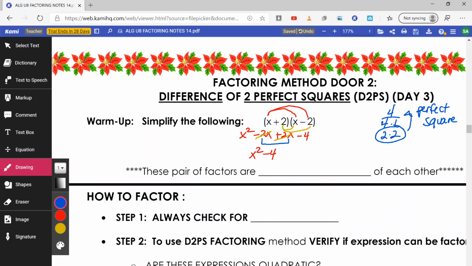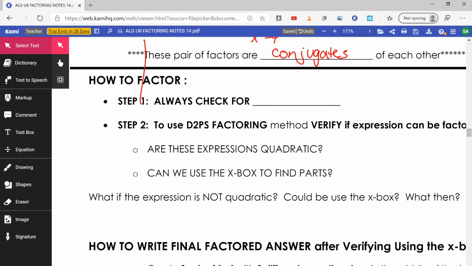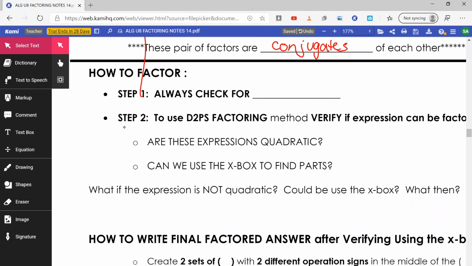Now these two binomials that we started off with, notice they are the same thing in the same order. Both have x and then a 2, but they have opposite signs. One's a plus, one's a minus. These things are known as conjugates. And again, it's when I multiply two binomials together where I have the same items in the same order, just opposite signs. How do I factor a difference of two perfect squares?